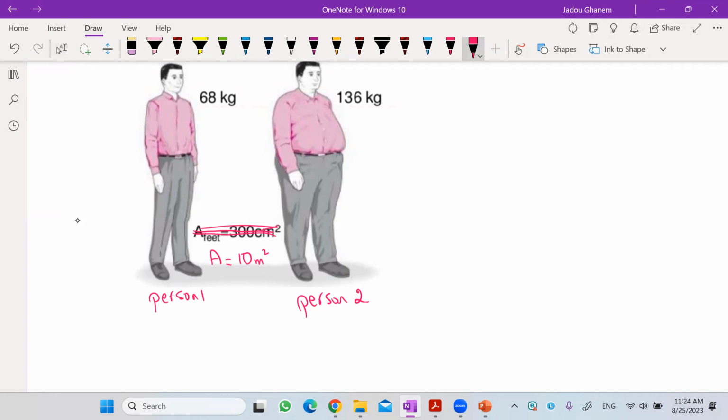So if I want to find the pressure for the first person, it's the force over the area, and the same formula, force over the area, for person number 2. So the pressure for 1 and pressure for 2. It's the first force, and here it's the second force, and the same area. Let's say that they have the same size of shoes, okay? So they have the same size. Now, the force of the first one, which is the weight.